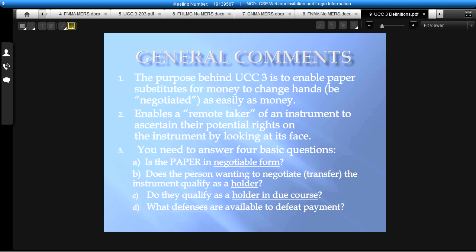Need to answer 4 basic questions. A, is the paper in negotiable form? B, does the person wanting to negotiate or transfer the instrument qualify as a holder?